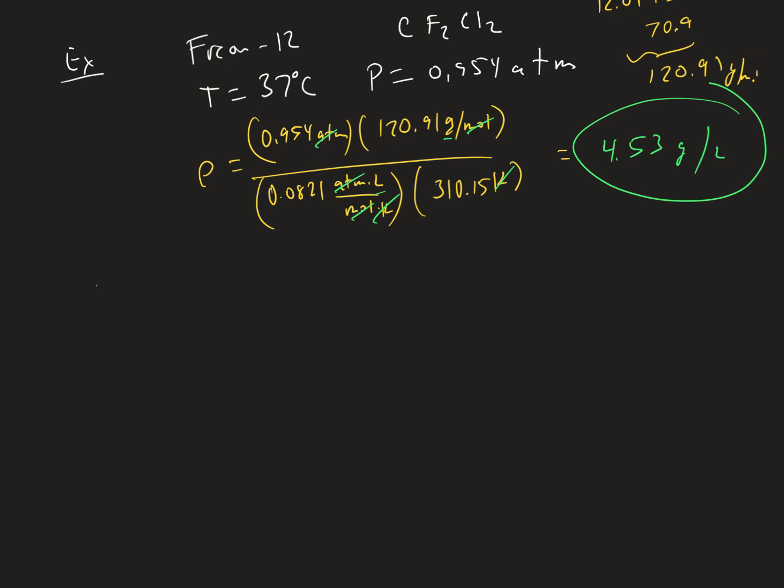Okay. So I'll just write it out. A gas has a density of 0.0847 grams per liter at a temperature of 17.0 degrees Celsius and a pressure of 760 millimeters of mercury. What is the molar mass of the gas?